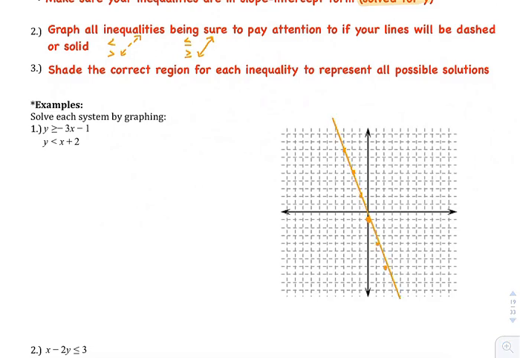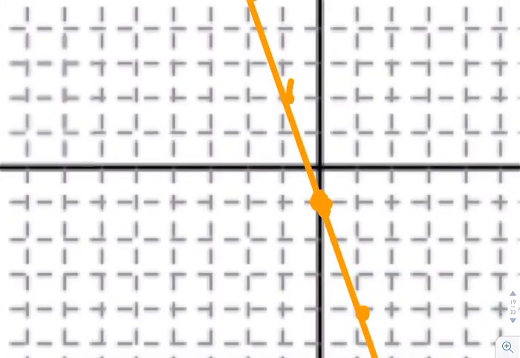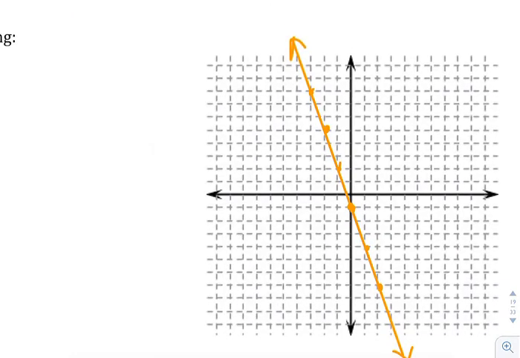That means that the ordered pairs on that line are going to be included as part of the solution for that individual inequality. So we need to test a point. I always like to test 0, 0. So 0, 0 would be right here. As long as it's not actually on your line, you may test it.